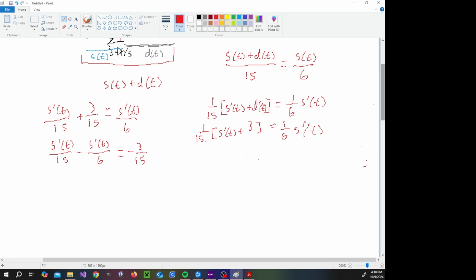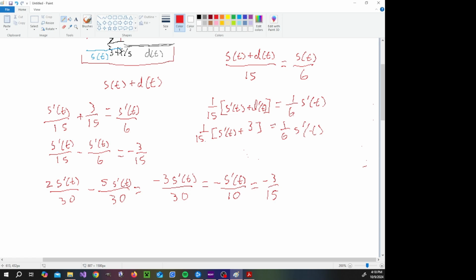That would be 30. So this is going to be 2 s prime of t over 30 minus 5 s prime of t over 30. So 2 minus 5 is negative 3 s prime of t over 30, which turns into negative 1/10. So negative s prime of t over 10 is equal to negative 3 over 15. So now multiply both sides by negative 10. So s prime of t is negative 3/15 times negative 10.